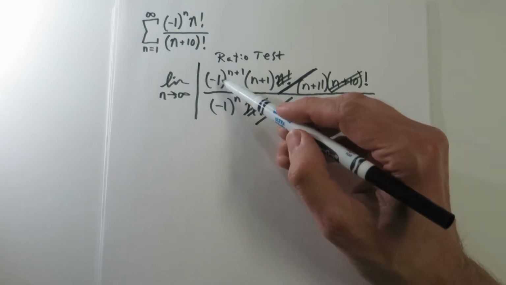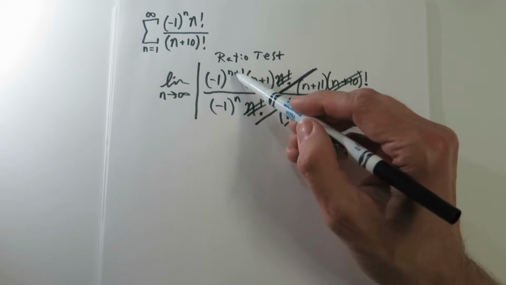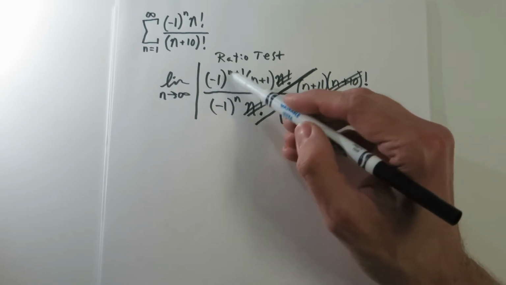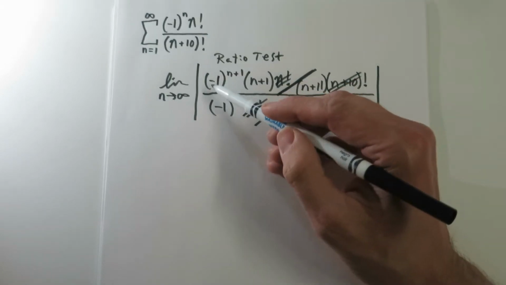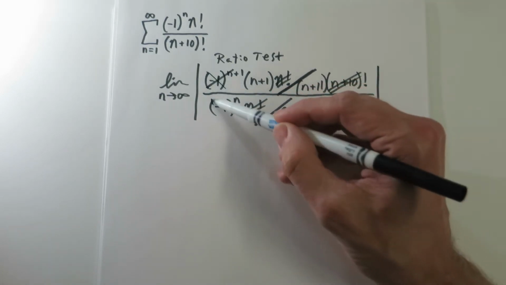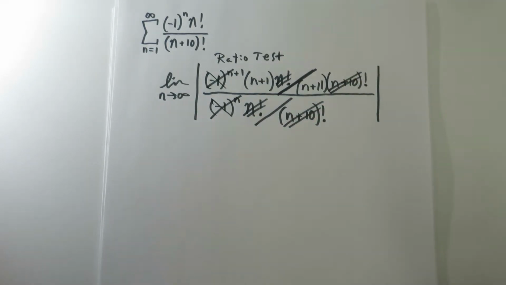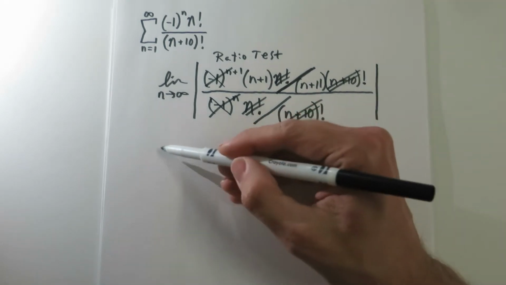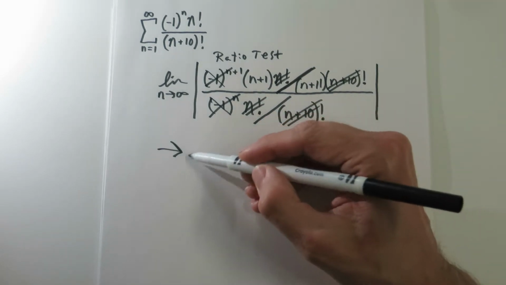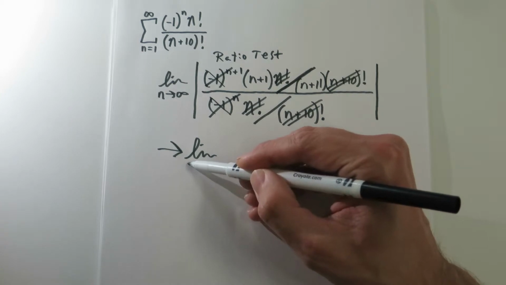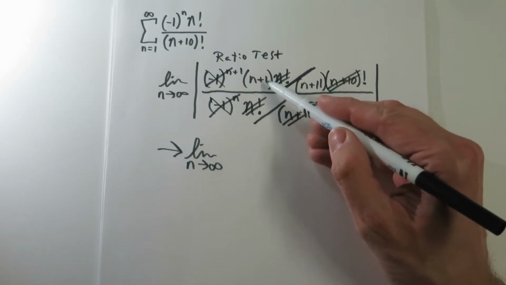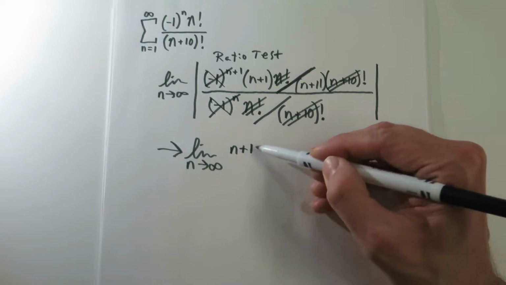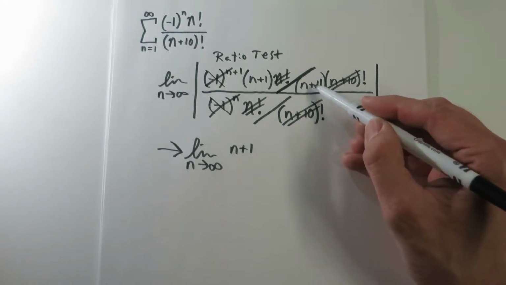And these negative 1 to the n plus 1 or negative 1 to the n, these aren't going to matter because we're taking the absolute value here. So we can go ahead and just ignore these. And what we are left with is just the limit as n approaches infinity of n plus 1 over n plus 11.